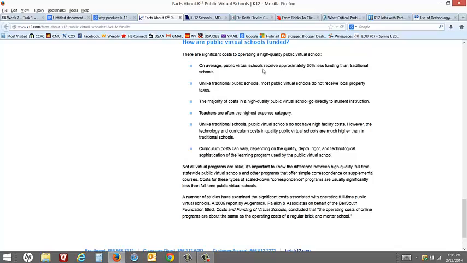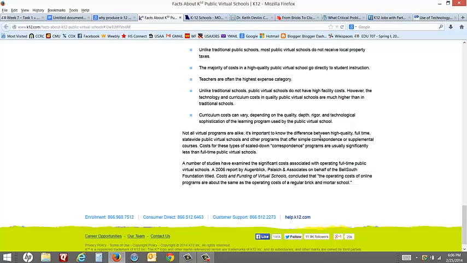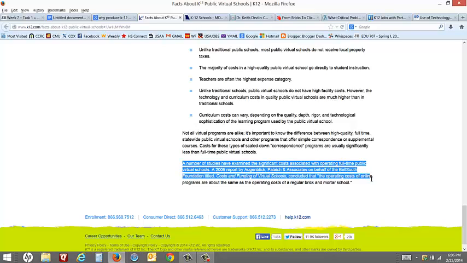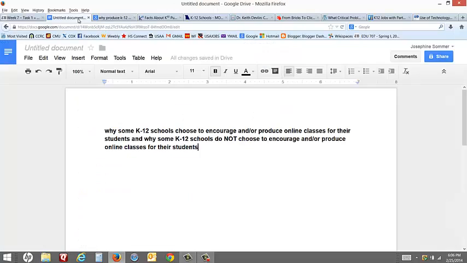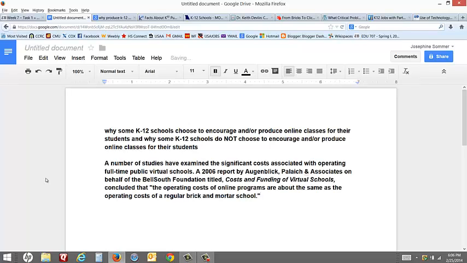On average, approximately 30% less funding than traditional schools. It is important to know the difference between high-quality, full-time, statewide public virtual schools and other programs that offer simple correspondence or supplemental courses. A number of studies have examined the significant costs associated with operating a full-time school. Okay, that number of studies, so that may be something I want to look at. So I'm going to go back to my Google Docs and I'm going to put that there.